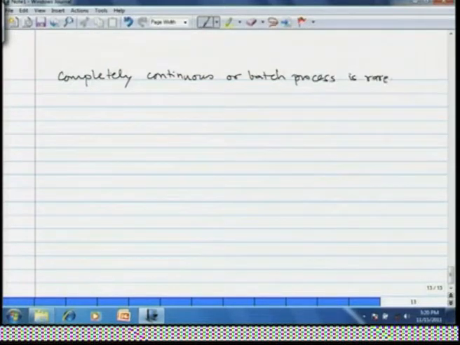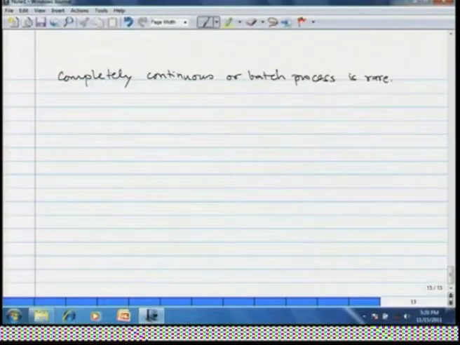Like for example, if there is a distillation column in a batch process, then the material to be distilled is stored in a tank from different batches and the distillation column operates continuously. So, that is a sort of hybrid design. However, when we say a batch process, then the majority of the equipment in that process operates in batch mode.